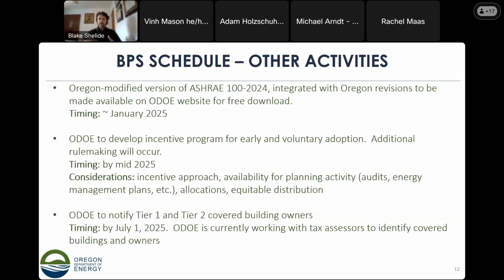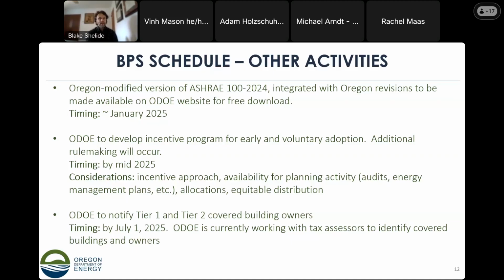Equitable distribution: how do we allocate some of the funding for potentially different sectors to make sure those sectors have access to some of the incentives? And I would love it if any folks who want to be involved with the incentive rulemaking, who have been involved with our RAC process, would join. That would be great.